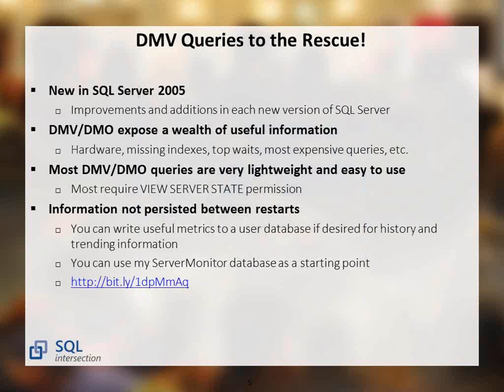So I think DMV queries are a really good tool that are easy to use to figure out how your server is configured and how it's performing and what's going on with your individual databases. And this was added to the product way back in SQL Server 2005, so they've been around a long time now. And each new version of SQL Server has a few new improvements, a few new DMVs, and sometimes they add additional columns to existing DMVs.